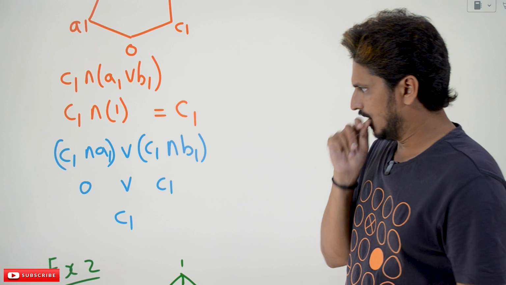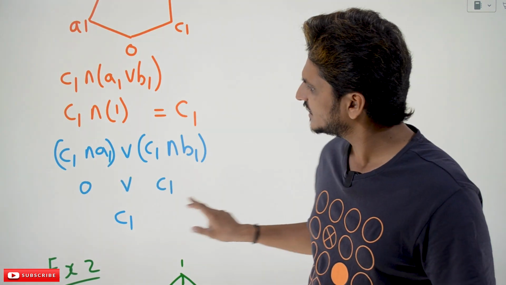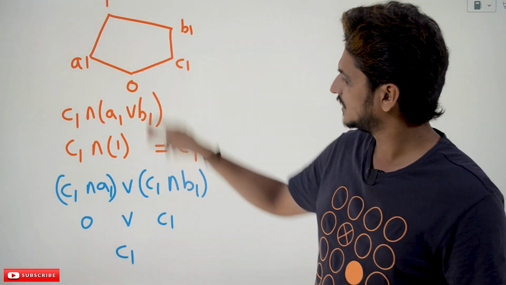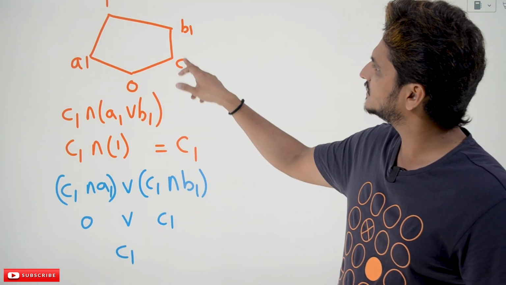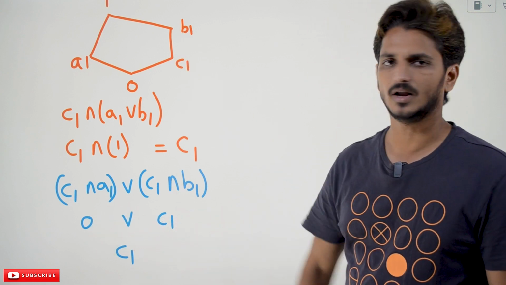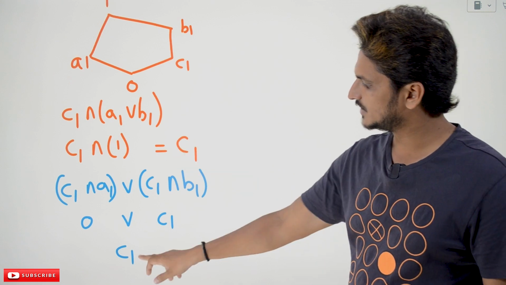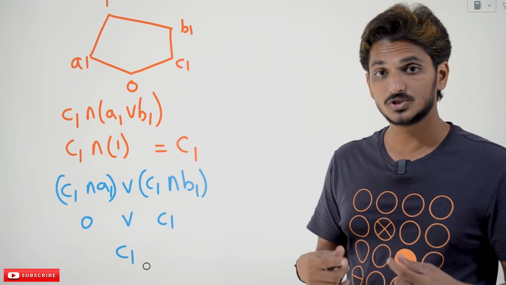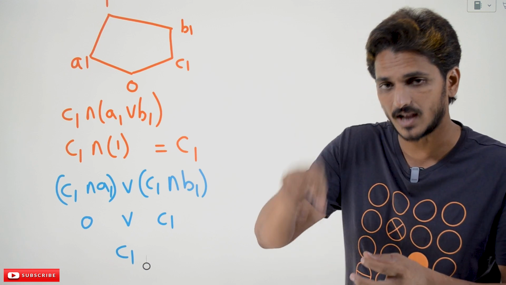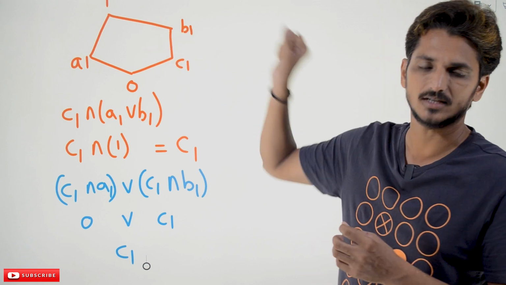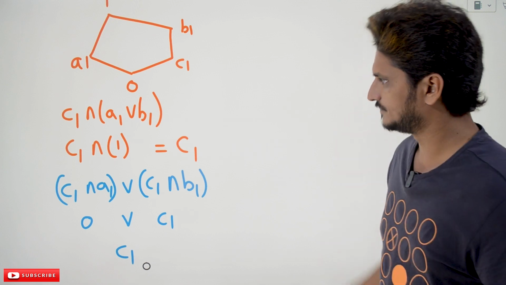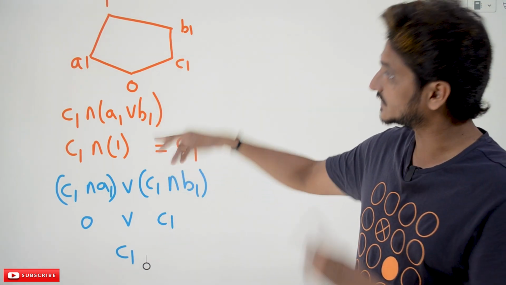C1. Similarly, C1 greatest lower bound A1 means 0. C1 greatest lower bound B1 means C1. 0 least upper bound C1 means C1. So both are the same, C1, C1. Like this, you have to check for all the elements. You take any three elements from this lattice. Each one has to satisfy this. Not only this, the second property also.